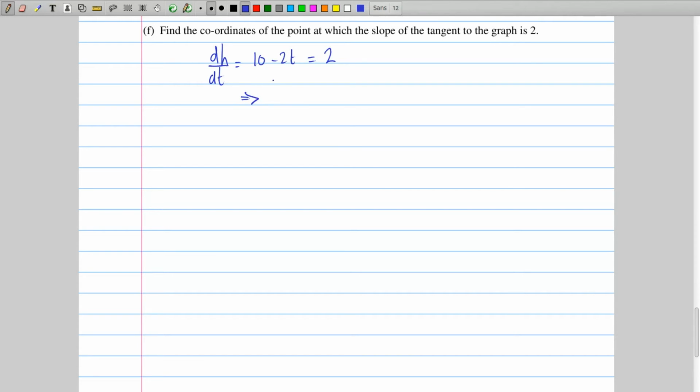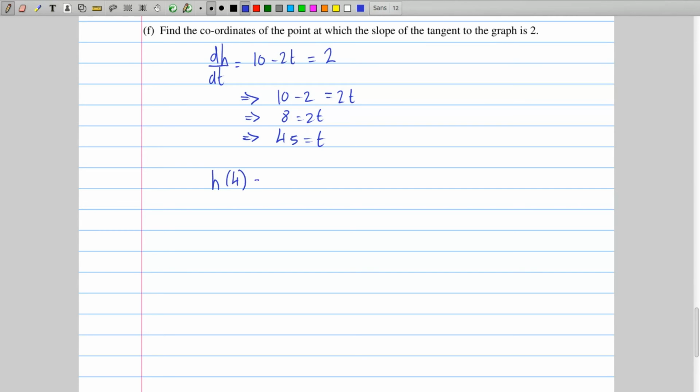So we play around with the algebra here. We end up with 10 minus 2 equals 2t. That's 8 equals 2t. And then 4 seconds equals the time. Now this 4 seconds is only one of the coordinates. That's the x coordinate of the point. We now need to work out what is the y coordinate, or what is the height of the rocket at 4 seconds. We can pull it from that table we had at the beginning, or we can calculate it again.